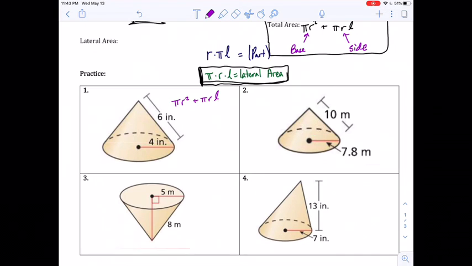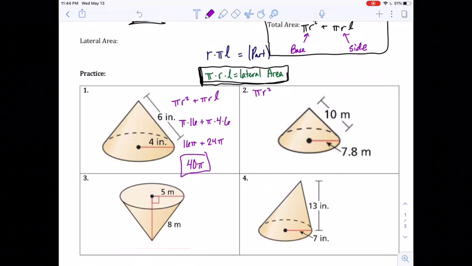So I've got pi times 16, because 4 is the radius, plus pi times 4 times the slant height of 6. So this is 16 pi plus 24 pi. And you can treat pi like any variable here, and you can combine your like terms to get 40 pi. And we're just going to leave it as 40 pi.